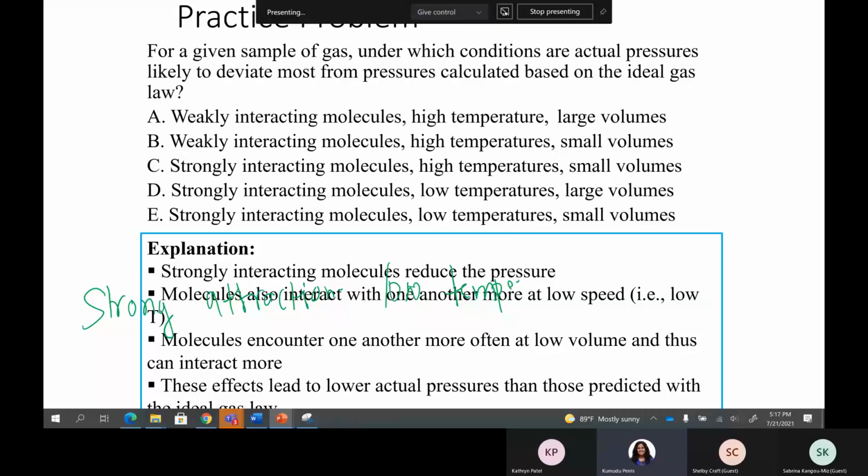Low volumes again make the real gases deviate from the ideal gas conditions. So these effects lead to lower actual pressures than those predicted by the ideal gas law. Strong interacting molecules, low temperatures, and small volumes. Yes, the answer is E.